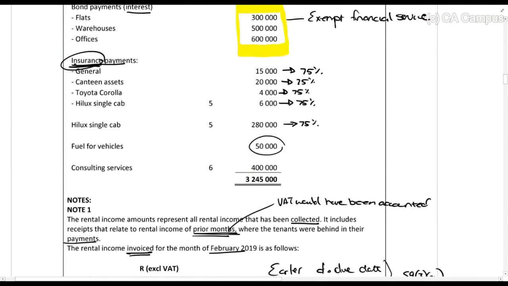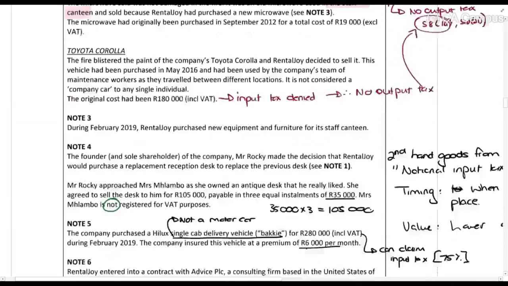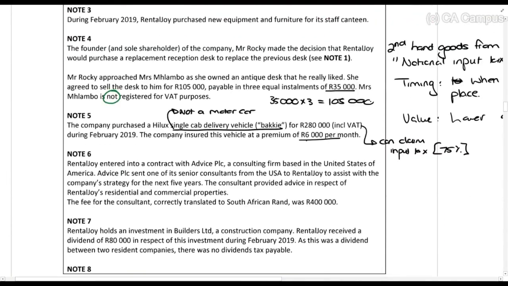Right, then we have fuel for the vehicles. What do we know about fuel? It is zero rated. And then we have consulting services, note number 6. They say Rental Joy entered into a contract with Advice PLC, a consulting firm based in the United States of America. Advice PLC sent one of its senior consultants from the USA to Rental Joy to assist with the company's strategy for the next 5 years. The consultant provided advice in respect of Rental Joy's residential and commercial properties. The fee for this was 400,000 rands.